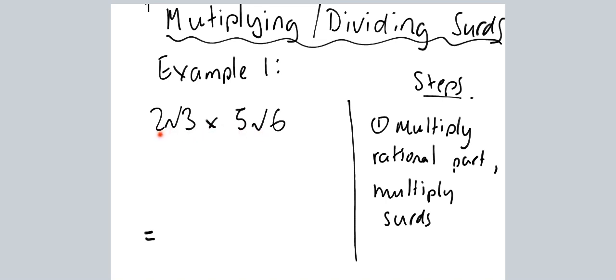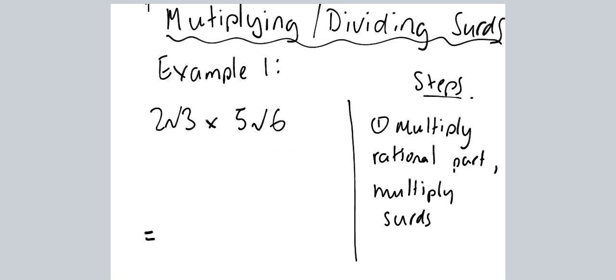So I'll put my pointer next to the number, which is rational here, 2, and this bit here, 5. These are the rational part. So it says multiply the rational part, multiply the surd. So this is root 3 and root 6. So using the same logic I just showed you, root 3 times root 6 would be what?